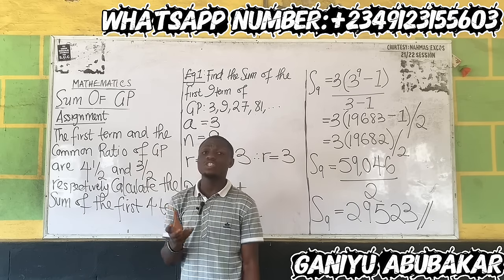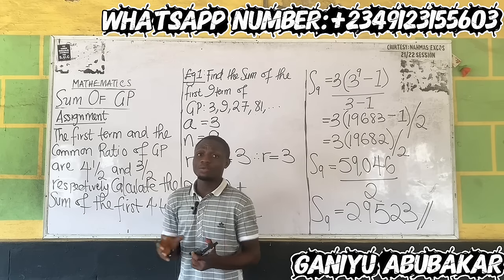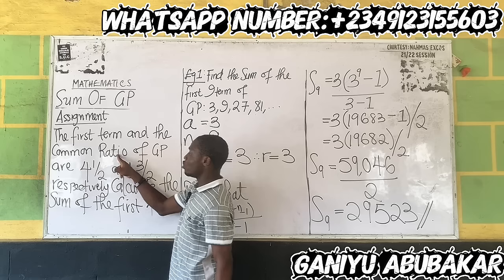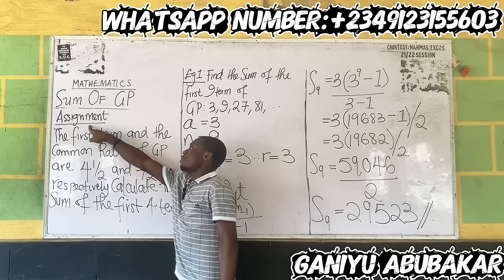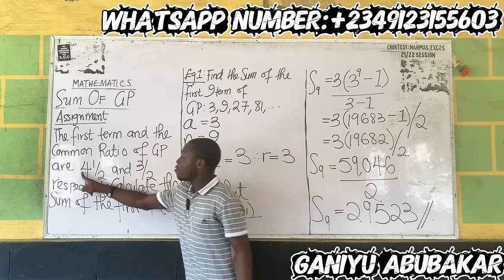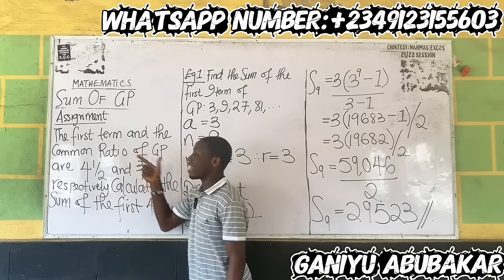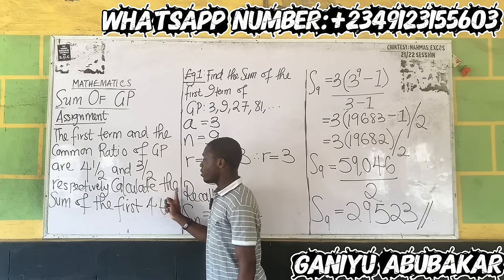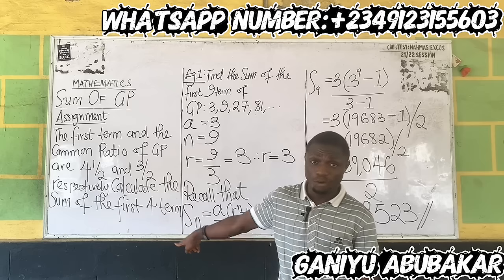In science, when you use the word respectively, it means order of arrangement, or perhaps order of position. In this case here, the first term came first before the common ratio. So it means that the number that comes first corresponds to the first term. The second value corresponds to the common ratio. So I'm saying that 4 number 1 over 2 is your first term, that's A. The 3 over 2 is your common ratio, that's R. Calculate the sum of the first four terms. So it means that the n here is 4 in this case.